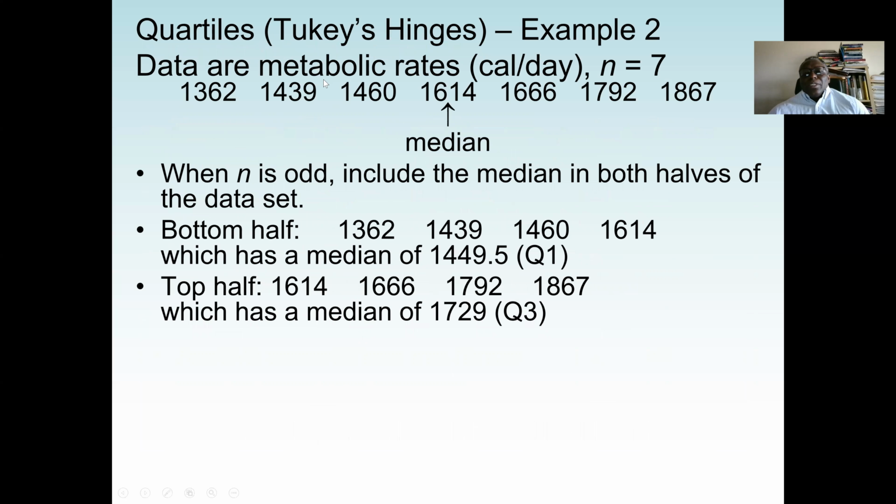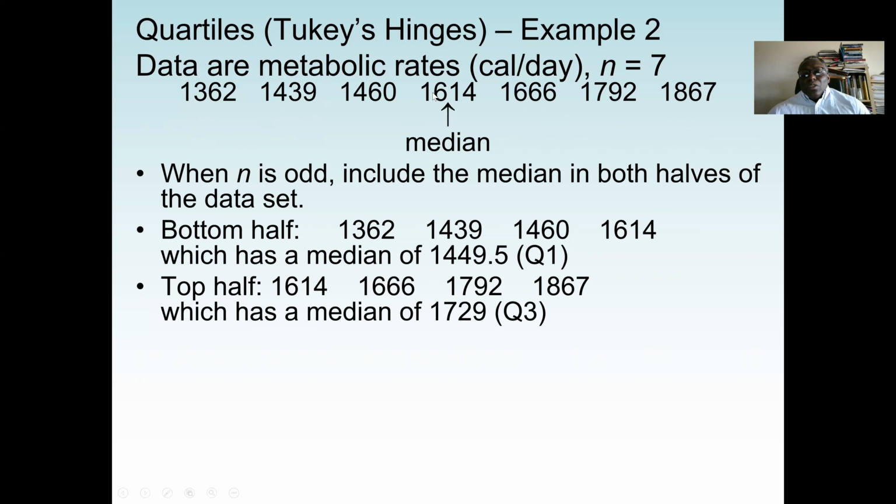So the quartiles, again, in this example 2, we have data about metabolic rates, which is calories per day. You can see that here our sample size is 7. So our values are 7. First, we arrange it in increasing order. Then the median, this time the median will be only 1 because the total number of values again is 7.